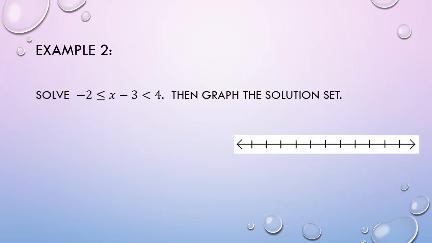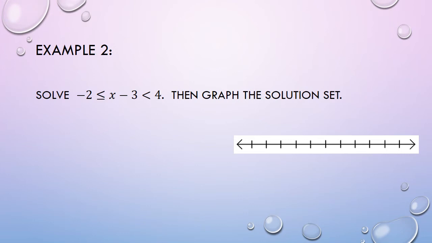Okay, looking at this example, notice that we've got negative 2 is less than or equal to x minus 3 is less than 4. This is an and problem. Whenever you see that it's all bunched up, it is an and problem, even though it doesn't say the word and. And notice on this inequality, we've got three sides. We've got a left, here's the left with the negative 2, the x minus 3 is the middle, and the right side is the 4.